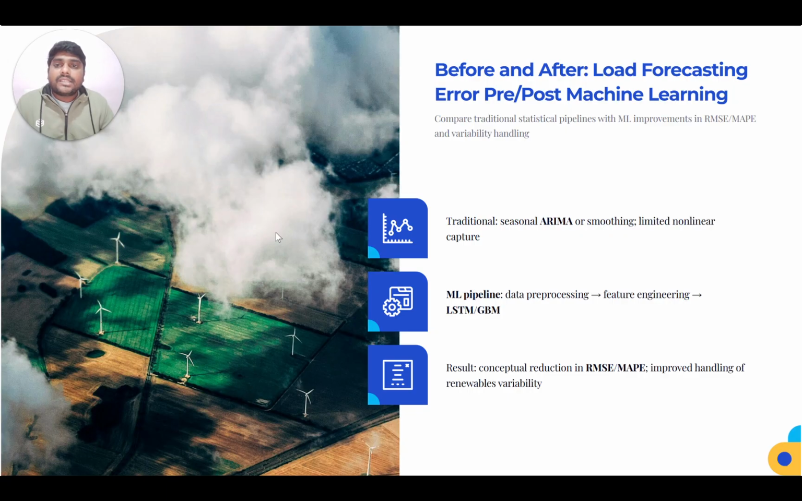The machine learning pipeline is far more sophisticated. It involves data preprocessing, extensive feature engineering, followed by advanced models like LSTM or GBM. The result is a conceptual reduction in root mean square error and mean absolute percentage error, the key metrics for forecasting. Crucially, it provides improved handling of renewables variability, which traditional methods struggle with. The shift provides grid operators with greater confidence and less reserve capacity requirement.